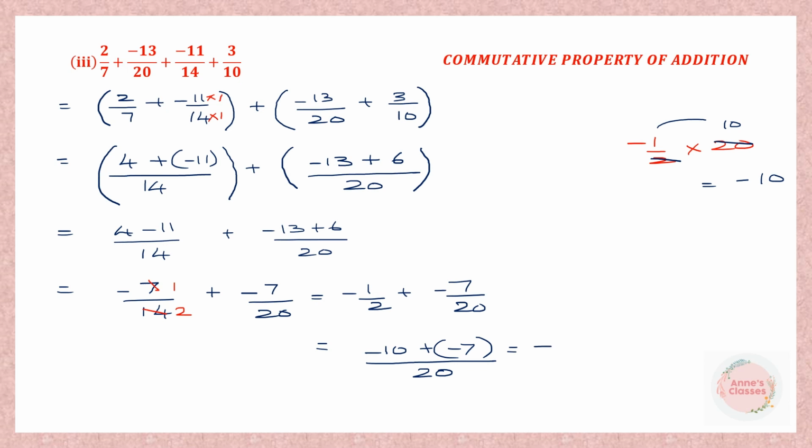So this becomes minus 10 minus 7 by 20. Signs are the same. Put the same sign and add. 10 plus 7 is 17 by 20. So what is our final answer? Minus 17 by 20.